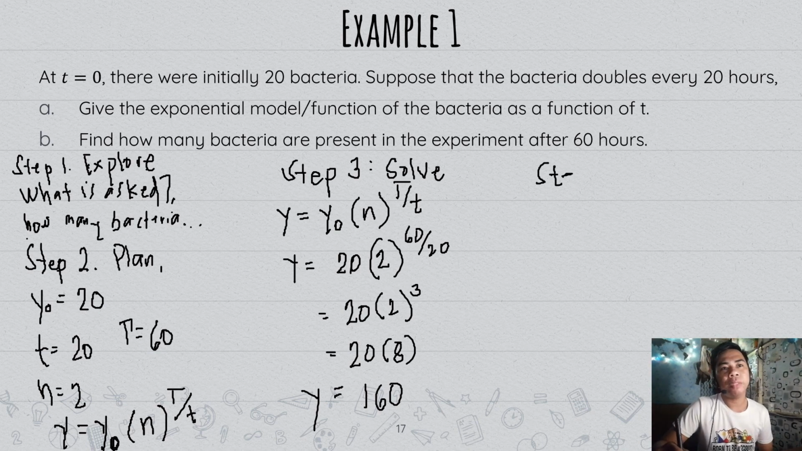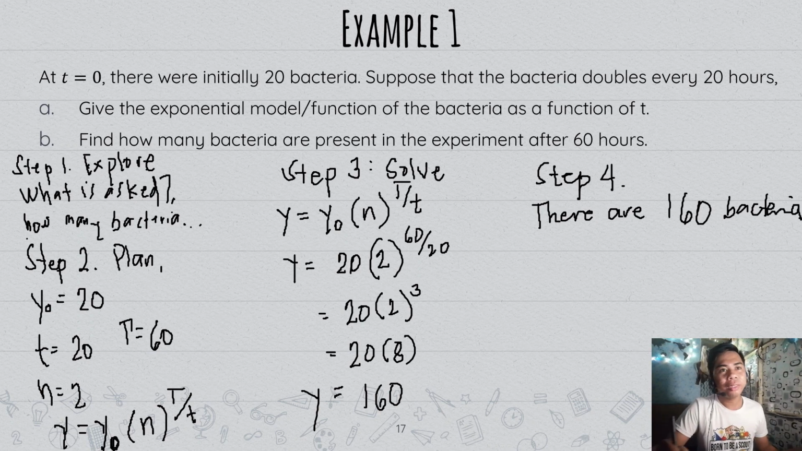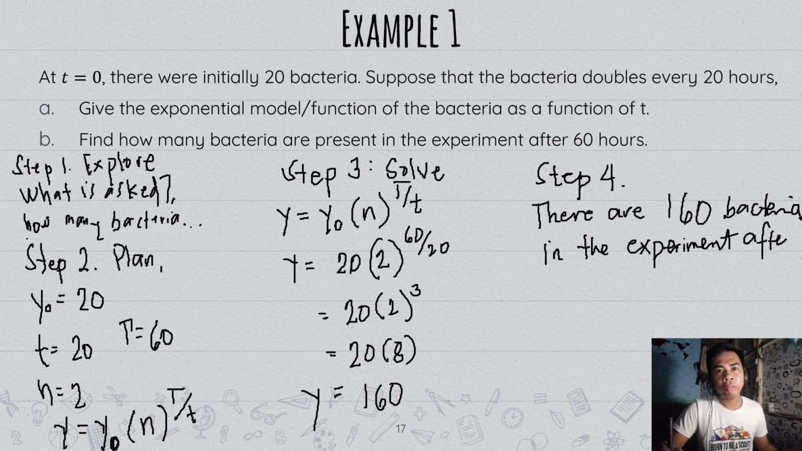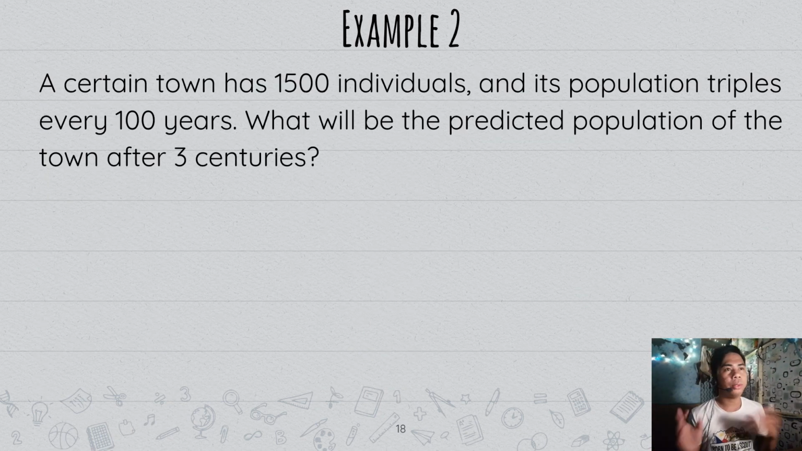What is step 4? Step 4 is to interpret the answer. So, there are 160, sorry, bacteria in the experiment after 60 hours. So that is the answer. Okay, so in example number 2, you may pause this video for you to answer.